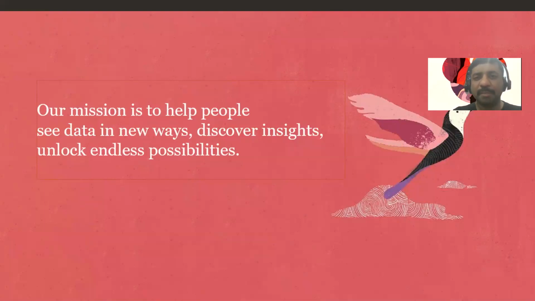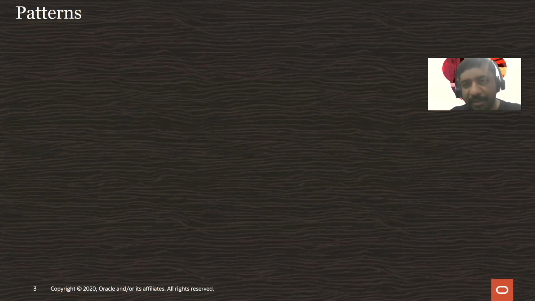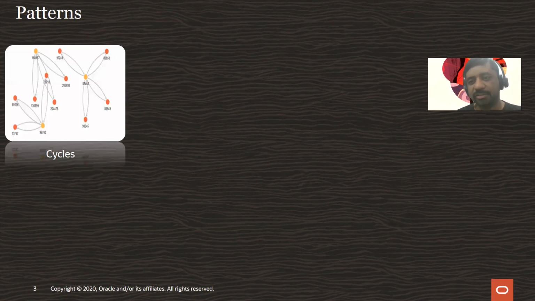Before getting into the actual demo, we would like to show you a few screens from different patterns that can be detected using Oracle Property Graph as a product. So we'll be showing you different screens on different patterns that can be visualized using the graph viz. Let's start with cycles, or financial transactions that are cyclic in nature.